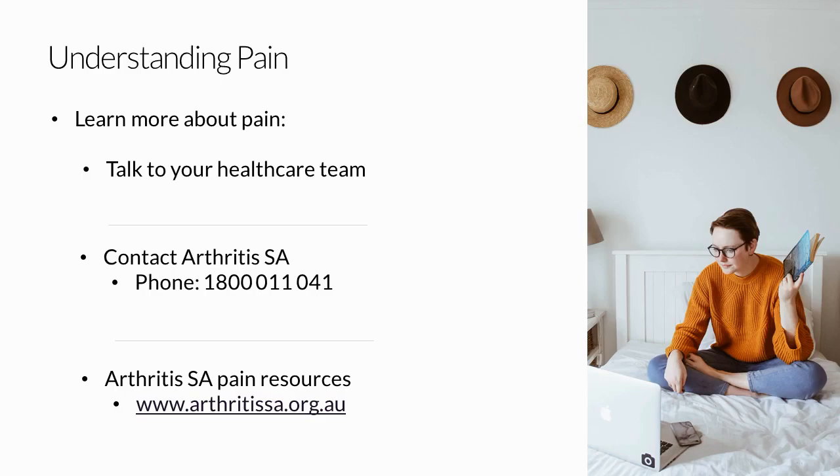There is an overwhelming amount of information on pain available. For the most accurate and up-to-date information on pain, here are some handy tips. Firstly, talk to your healthcare team, such as your GP, a specialist, or allied health professionals involved in your care. They'll be able to help you further understand pain and the best ways it can be treated.